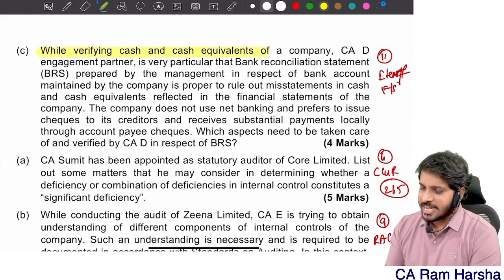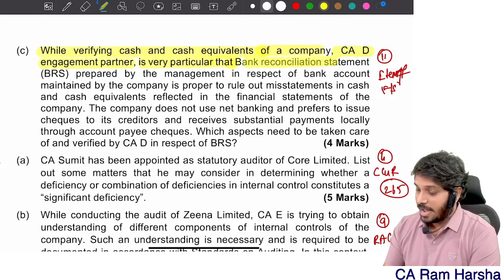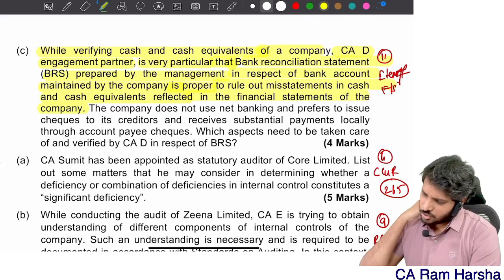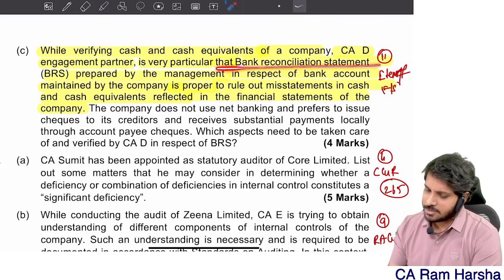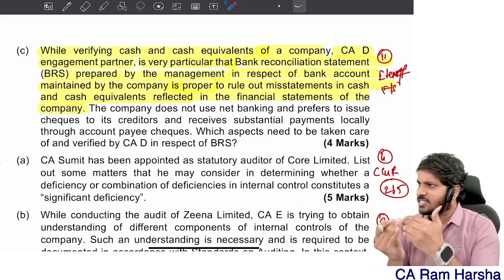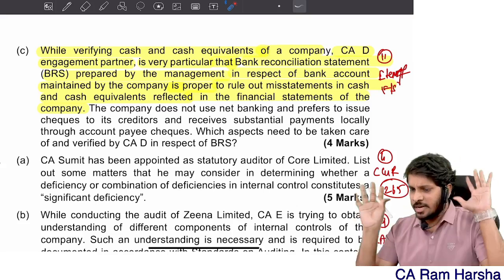While verifying cash and cash equivalents of a company, the CA engagement partner is very particular that the bank reconciliation statement prepared by the management in respect of the bank account maintained by the company is proper, to rule out misstatements in cash and cash equivalents reflected in the financials of the company. So BRS is generally required to rule out, to avoid misstatements.